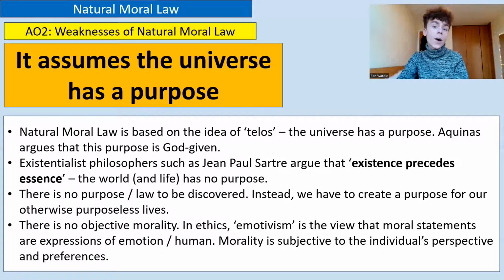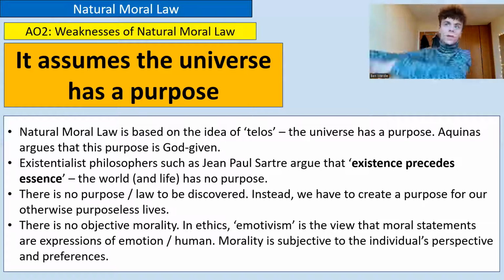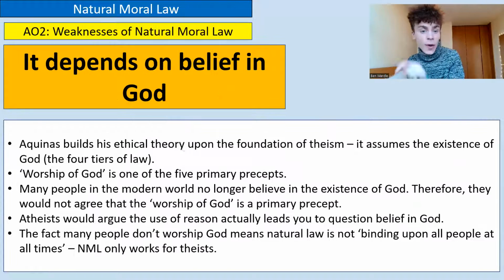And so again, linking this into our meta ethics, always making those synoptic links, there is no objective morality. So in ethics, emotivism is the view that moral statements are expressions of emotion. Morality is subjective to the individual's perspective and preferences. So you could say natural moral law is flawed because it depends on belief that there is a purpose behind existence. This is not shared by all people, for example, existentialist philosophers. So we aren't discovering a law, we're inventing it. Yeah, there is no telos to fulfill. We have to create our own. So, you know, the existentialists throw in a little bit of a spanner in the works there.